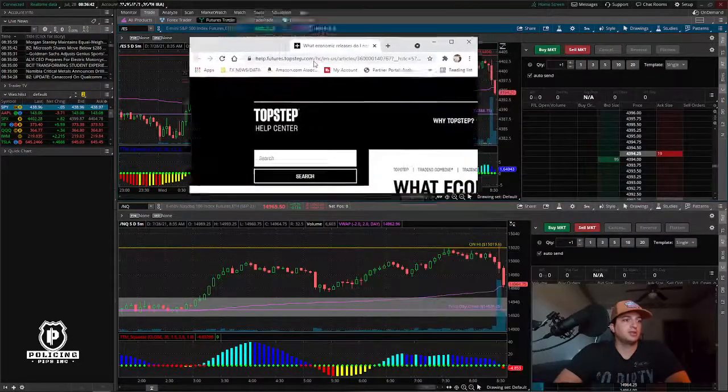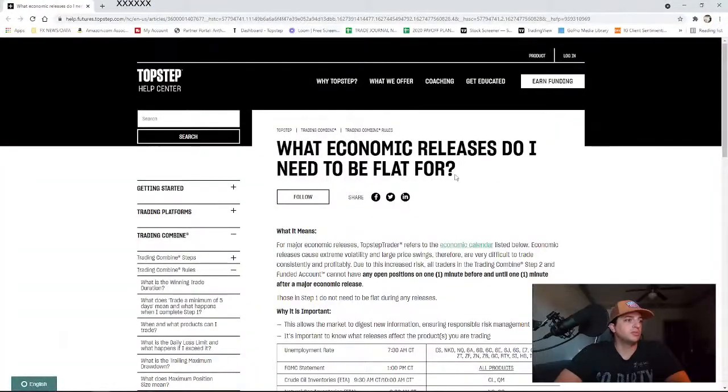I'm not really missing anything on that, so I'm going to show you before I end up going back to the chart. So in Top Step, it tells you what economic releases you need to be flat for. So you have these rules, right? For major economic releases, you got to watch this calendar. Once you're funded, you definitely have to be flat. Step 2, you definitely have to be flat.